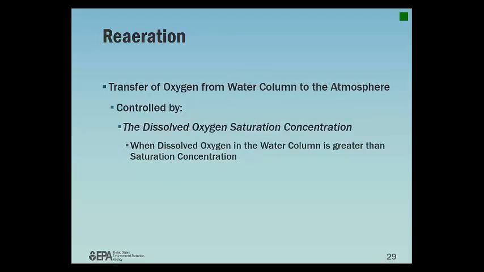Reaeration is not always oxygen coming in from the atmosphere to the water column. You could have a transfer of oxygen from the water column to the atmosphere if the oxygen concentration in the underlying water column is greater than its saturation point, or the amount of oxygen it can hold. At that point, the oxygen will leave the water column to the atmosphere at the same rate that would be calculated for bringing oxygen into the water column.